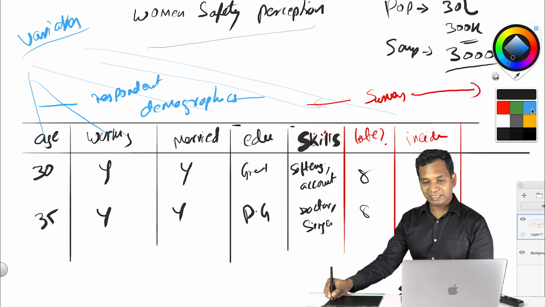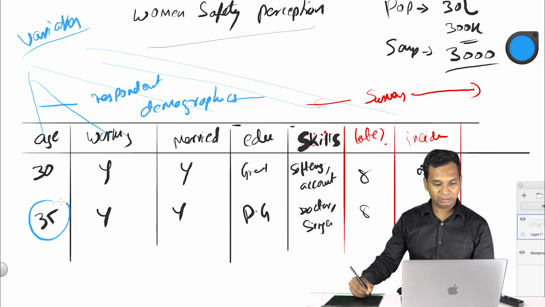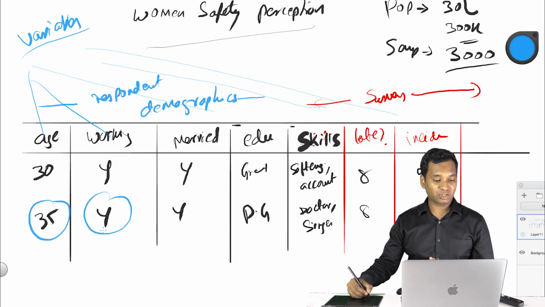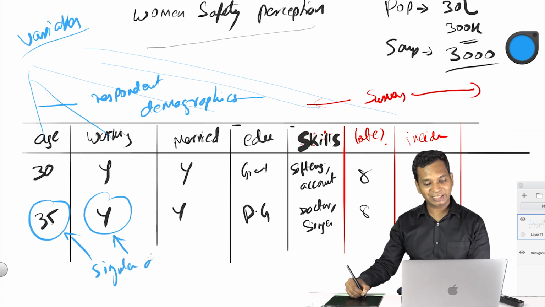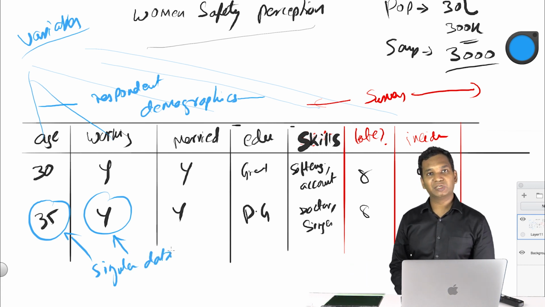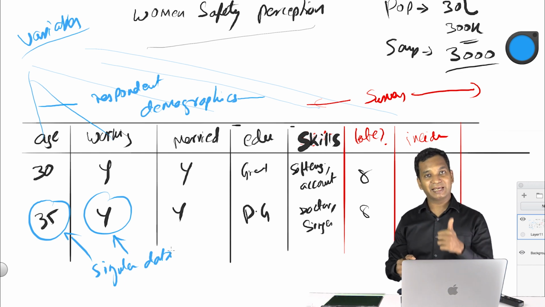So what we collect, as I said already, is called data, and these are all actually singular data. Singular data means it can have only one value. So obviously age is singular data because you can have only one age. Also, are you working? Yes or no. It's singular data, either yes or no. So these are all singular data.